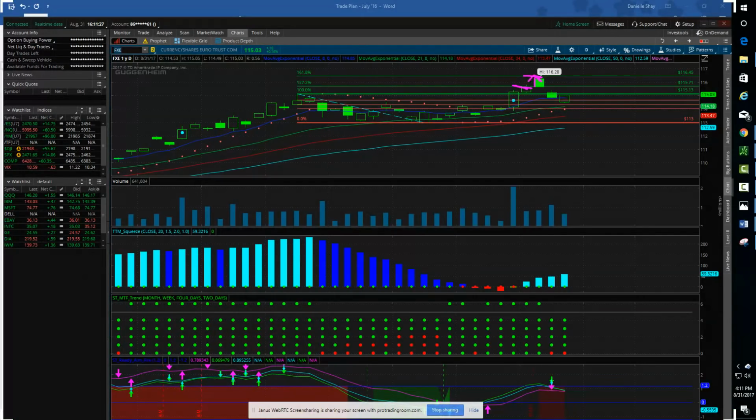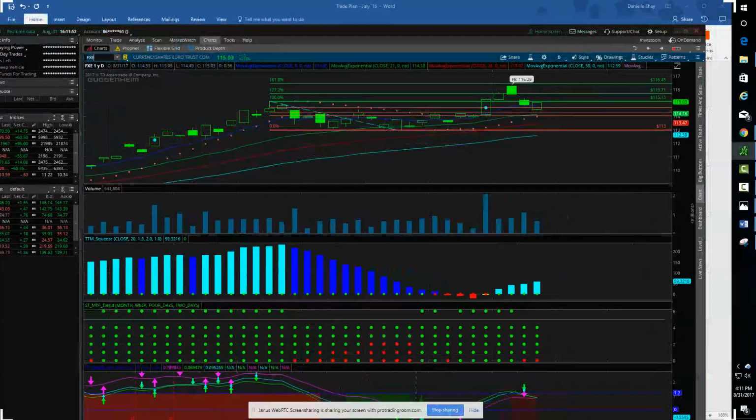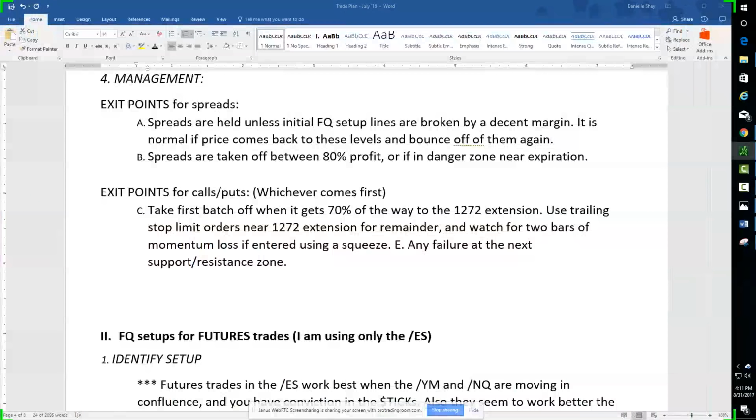But, you know, I took the highest probability target. I was in it for this move. And that's what I got. And I'm out. So I'm happy with that. All right. I'm going to go over all the numbers at the end when I'm doing my risk analysis.